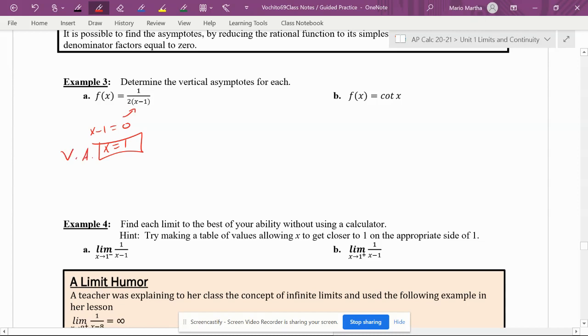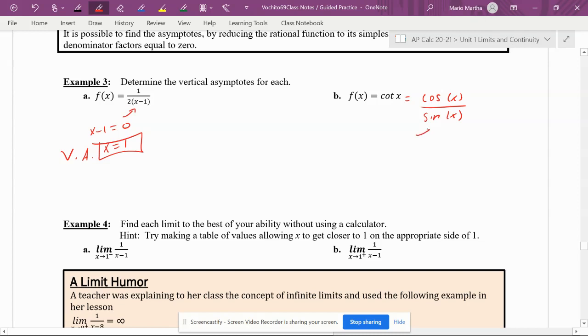As for part B, if you remember, cotangent is what type of trig function? Pretty much you have cosine of x over sine of x. That would be cotangent. Tangent is sine over cosine, and cotangent would be just the inverse of that.